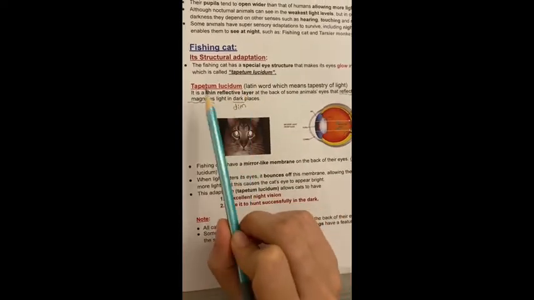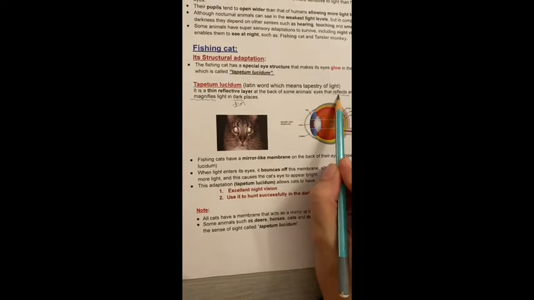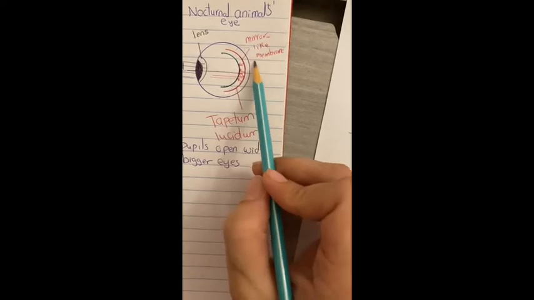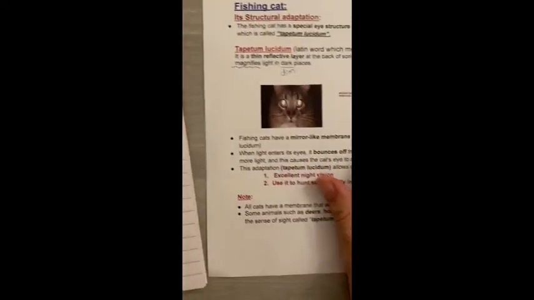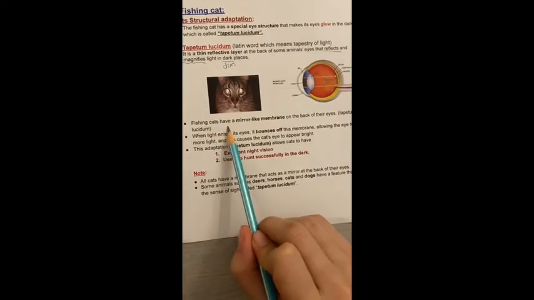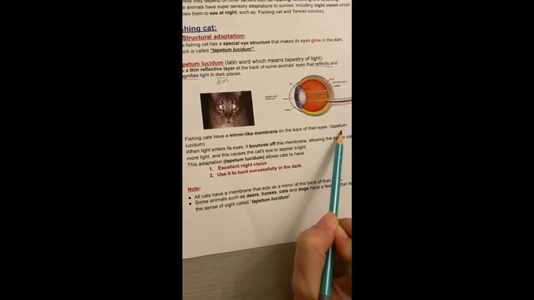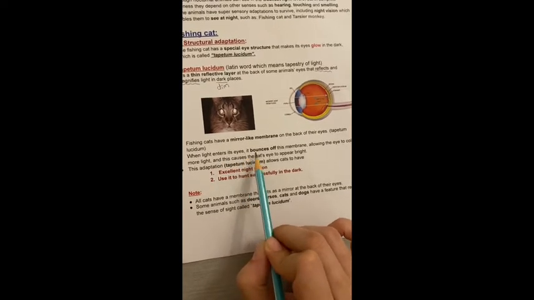So, again, what is the tapetum lucidum? It's a layer at the back of some nocturnal animals' eyes that reflects the light, like a mirror. So it's a mirror-like membrane that reflects the light. That's why the cat's eyes seem to glow in the dark. The fishing cats have a mirror-like membrane on the back of their eyes that's called tapetum lucidum.